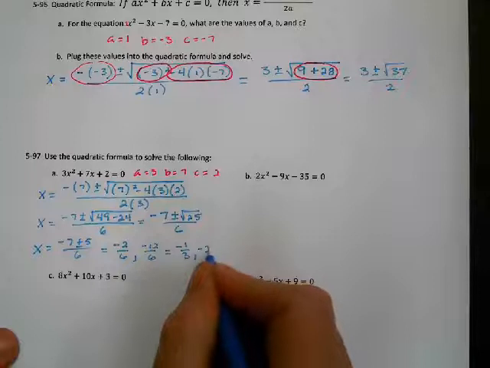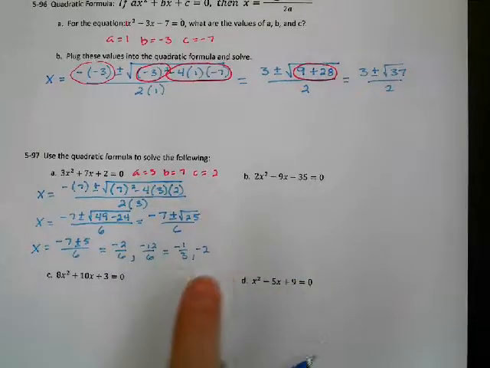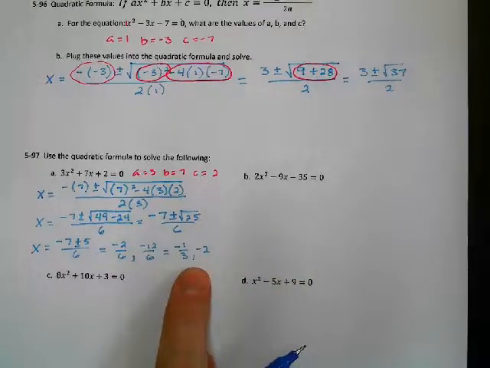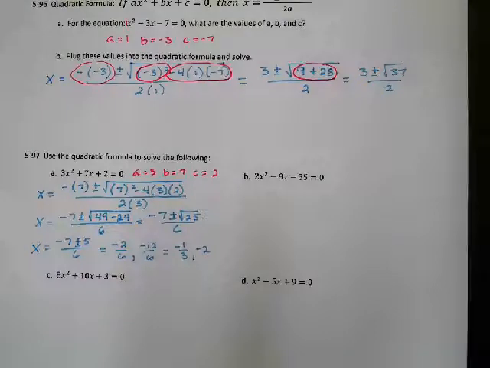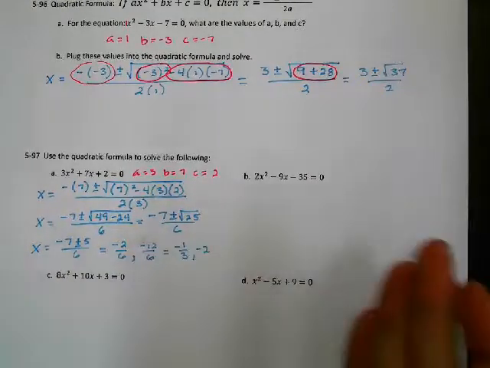Now, anytime that you get answers that aren't radicals, it tells us we probably could have factored this instead. And of course, the factoring probably would have been faster than this work. It's not hard work, it's just a little bit tedious.